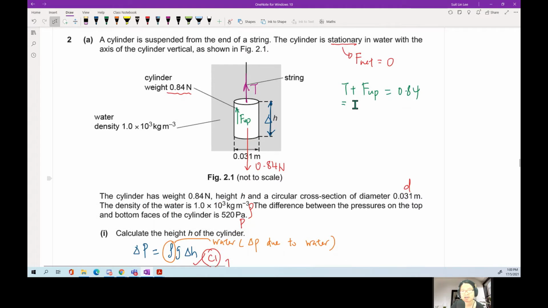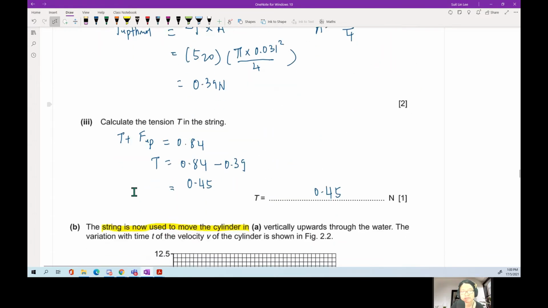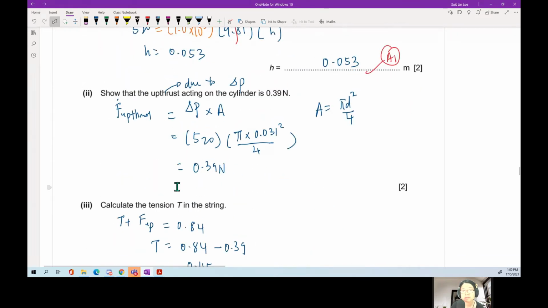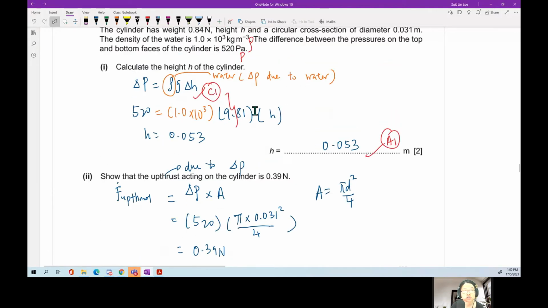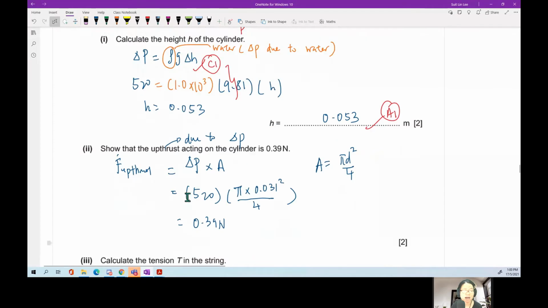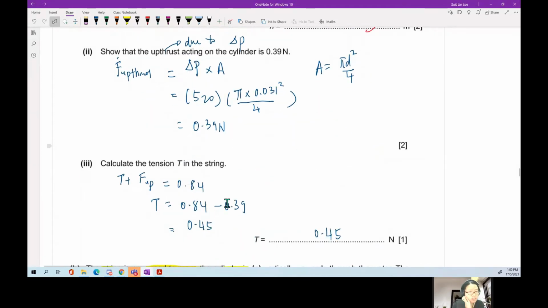So obviously, up thrust is not enough to balance, because up thrust is fixed. The dimensions of the height are the same, nothing changed here, so the up thrust is constant. So if up thrust is constant, 0.39 is constant, and tension is no longer there. So 0.39 cannot offset 0.84. The cylinder will begin to fall down.